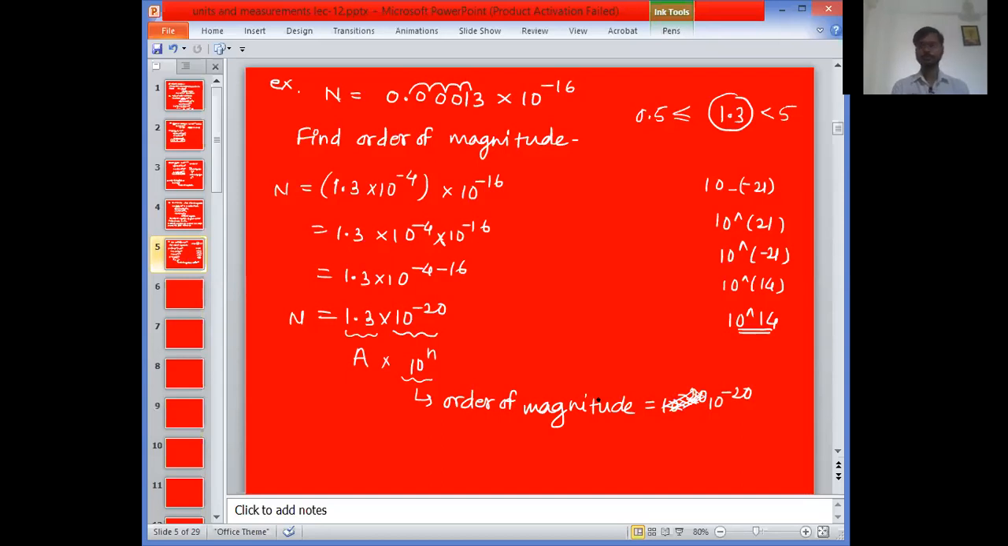Good. Good. Now, sir, we can calculate order of magnitude and also we can do the scientific notation conversion. If the given number is not in the form of scientific notation, we can arrange that number in terms of scientific notation, a into 10 raised to n part. And the 10 raised to n part is called the order of magnitude, sir. Fine.